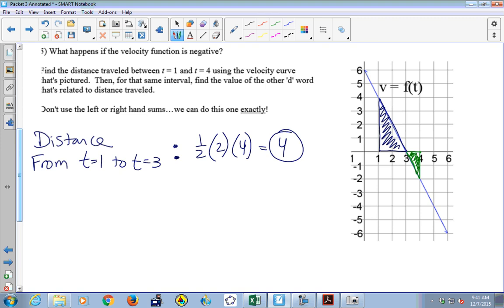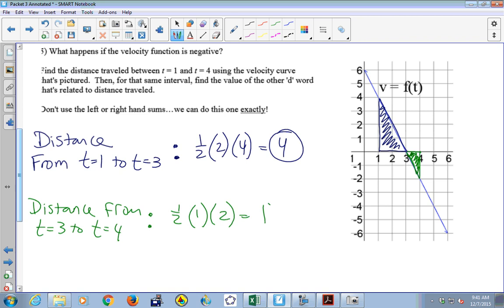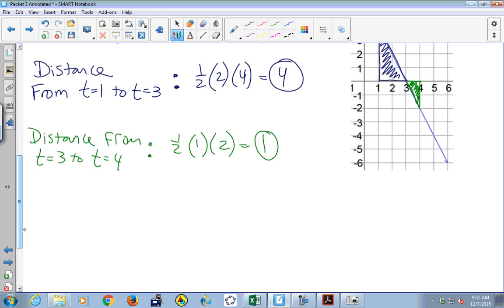Okay, so how much distance is there from 3 to 4? 1/2, 1 times 2. Distance from t equals 3 to t equals 4. Yeah, 1/2 times 1 times 2 would be 1. Okay. All right, so total distance is going to be 5. Total distance 5.